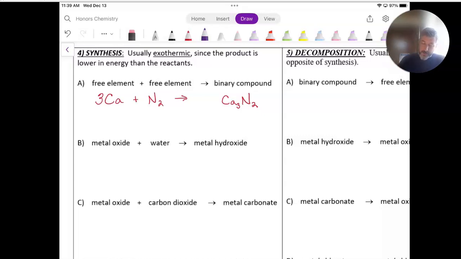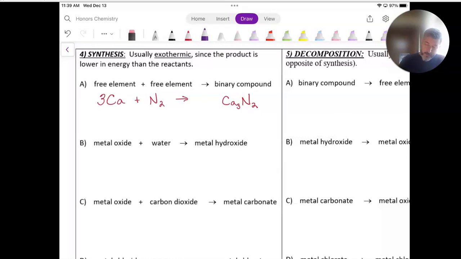Okay, so see if you can do this one. Maybe pause the video and try it on your own. Let's go with aluminum reacting with chlorine.